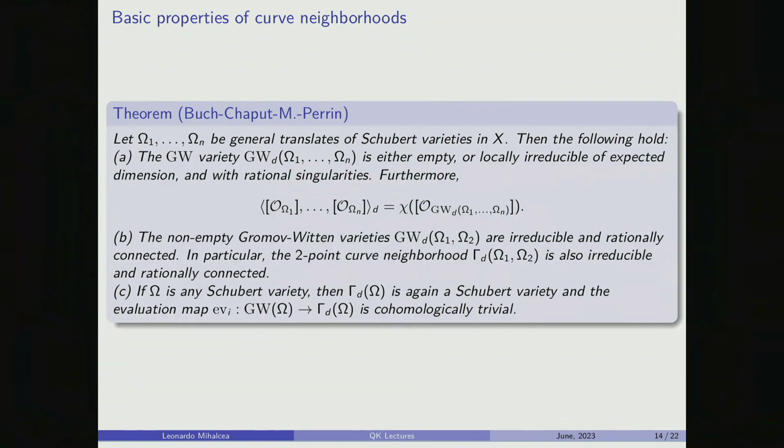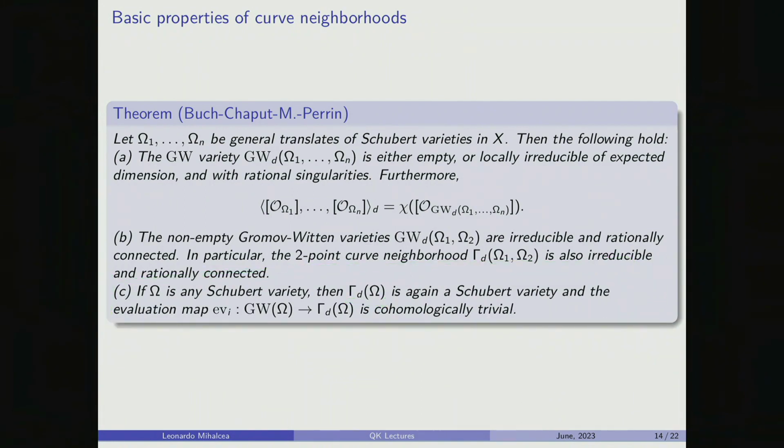Furthermore, if I only have two conditions that I'm allowed to use, then the Gromov-Witten varieties are always irreducible and they are also rationally connected. So any two points can be connected by a chain of rational curves. This is what it means. And in fact, I'm going to focus on the third part. If omega is a Schubert variety, and I'm looking at the curve neighborhood of a Schubert variety, then that's again Schubert. Why is that?